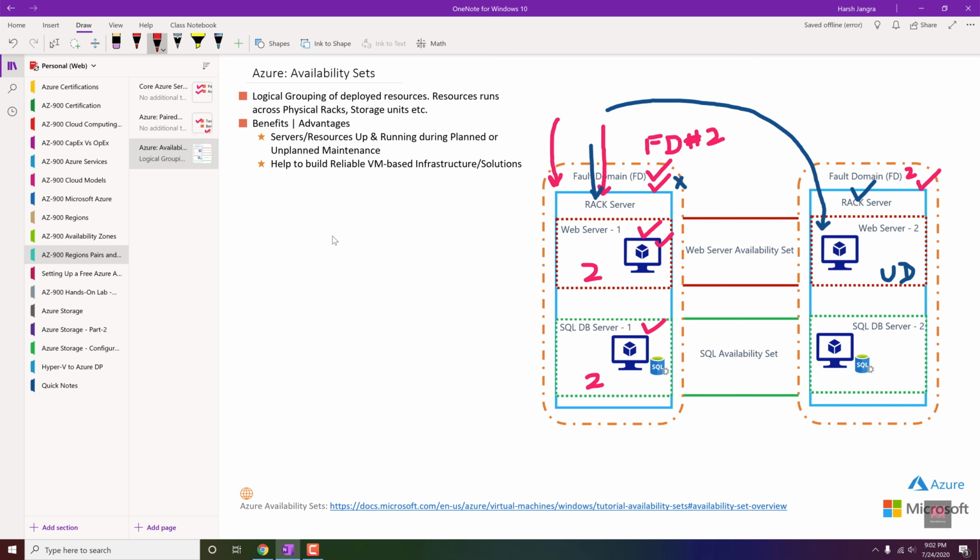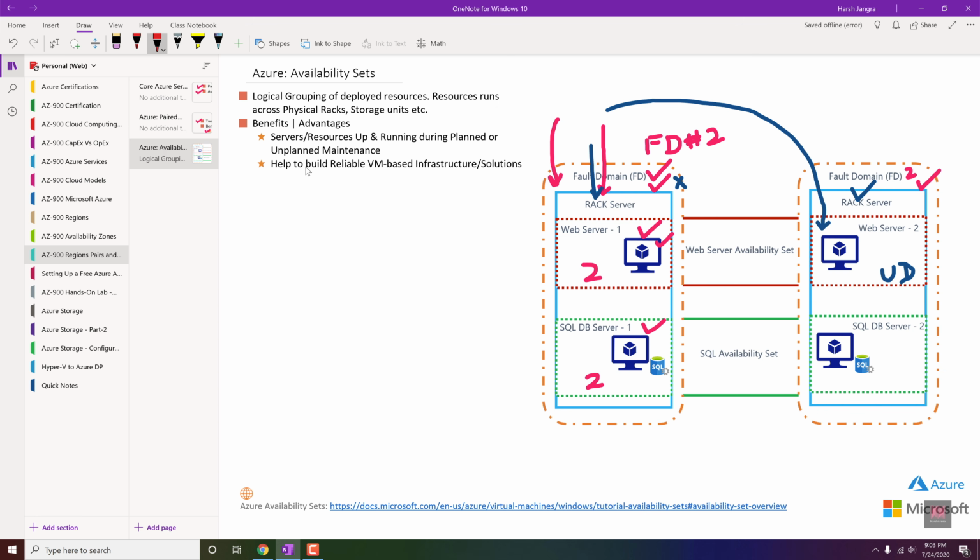And just to understand, the fault domain is for unplanned maintenance because it's all about the hardware, and the update domain is only for software patching. So it's logically understanding the behavior of the software patching, and it's really a great way to avoid any reboot or shutdown or downtime for our server, or in fact the rack servers as well.